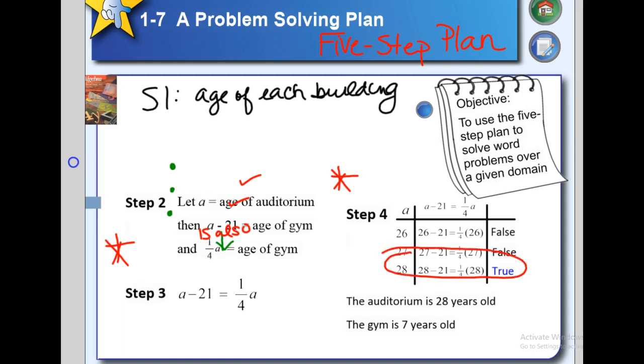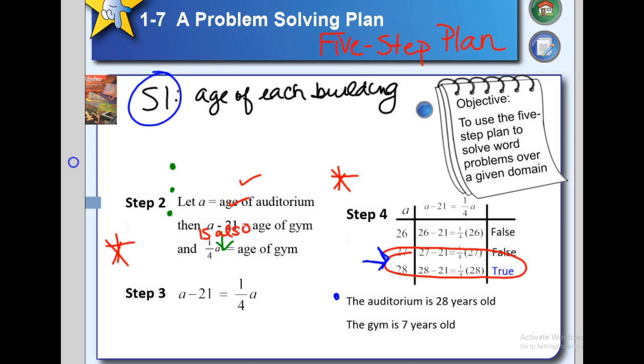Now, after you've done all that work, you've done your input-output chart, and you've found your true statement, you've got to make sure to answer the question. So what was the question? Well, to answer the question, we've got to go back up here to step number 1. We're trying to find the age of the building. So when we got that true statement on 28, remember that was A, which was the auditorium, so we can say that the age of the auditorium is 28 years old.